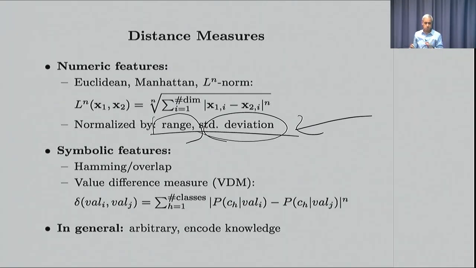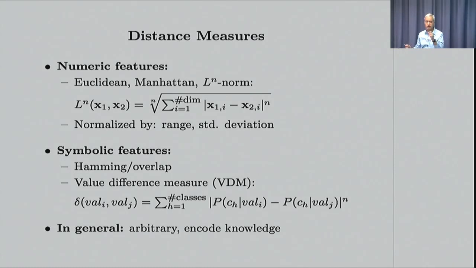Questions? Nothing fancy. Now for symbolic attributes, there's a non-fancy thing and a fancy one. What is the simplest measure that you could use? Let's just think of Boolean attributes for a second, right? If you have a bunch of Boolean attributes, what is a natural distance measure to use?